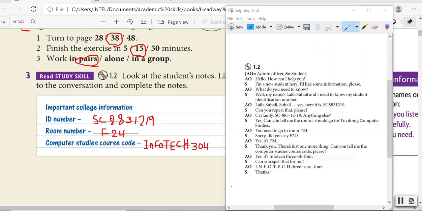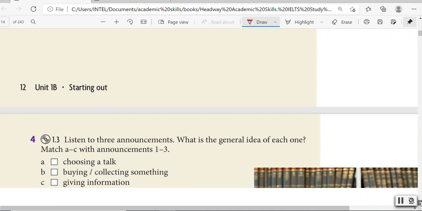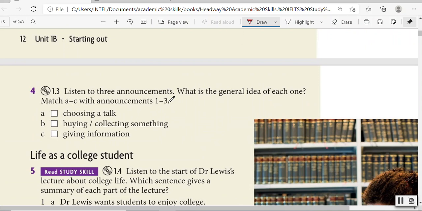Okay, you heard this one and checked your answers. Let's move to another exercise. Listen to three announcements. What is the general idea of each one? Match A to C with announcements 1, 2, 3. We have three announcements and we must select the general idea for each one.